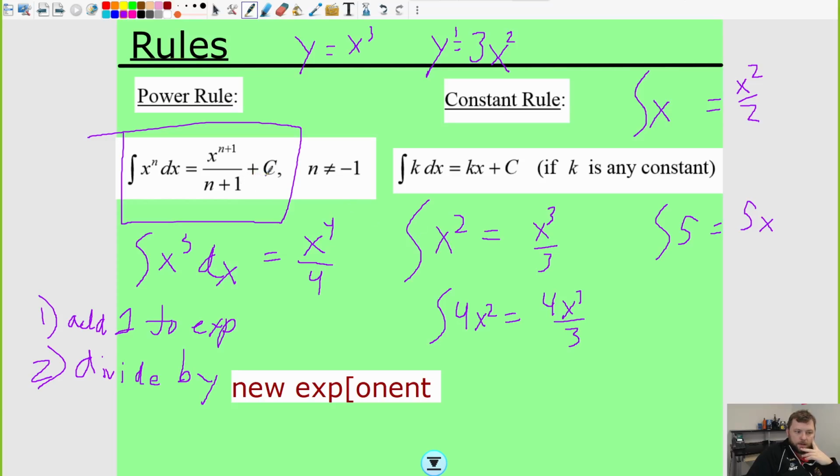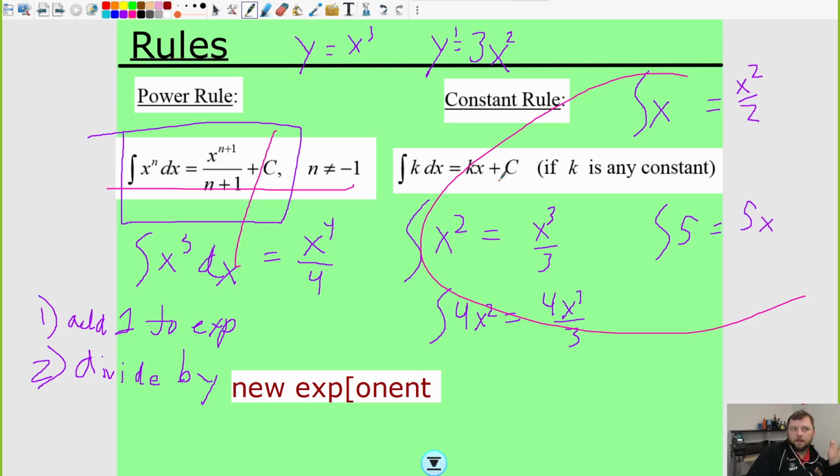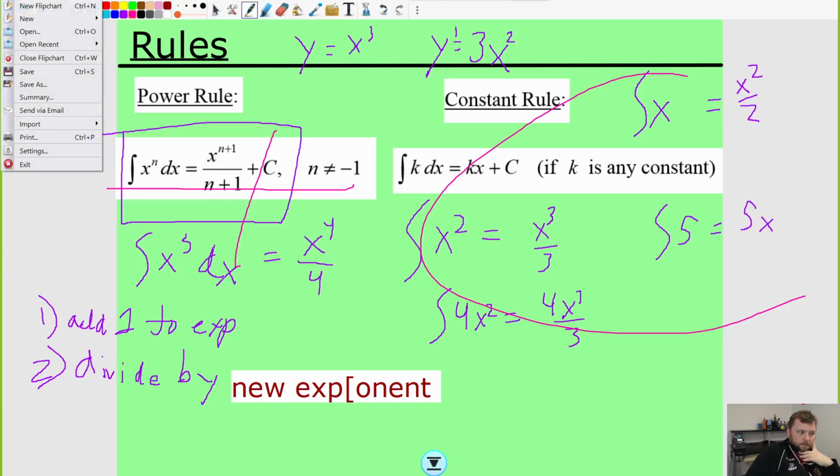Now, one rule with all these is you have to put a plus c at the end of everything. Because think about this: how you take the derivative of a constant and it goes to 0. But when you're integrating, we have to compensate for what if that constant was there. So just put a plus c. All right, let's make up some other ones.